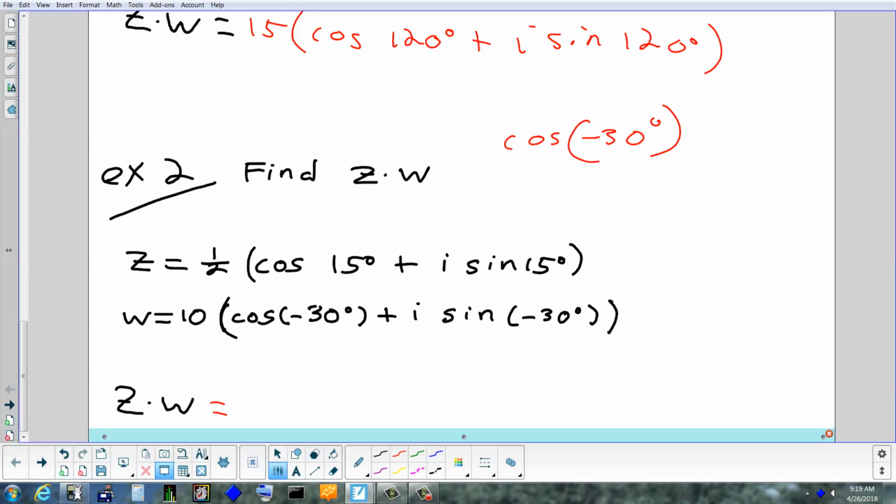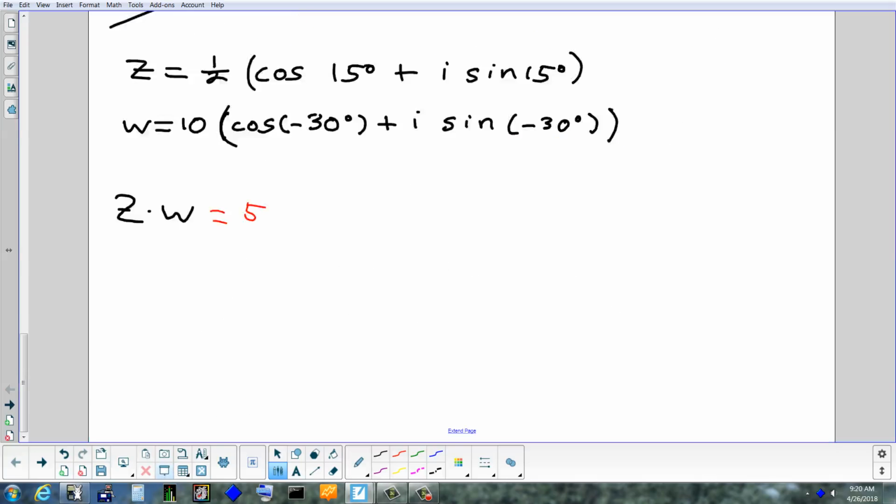Colby, what would my radius be here? 5. Yep. R1 is 1/2. R2 is 10. Multiply them together, we get 5. Okay. Ethan, what about my angle? -30. All right. How'd you get that?